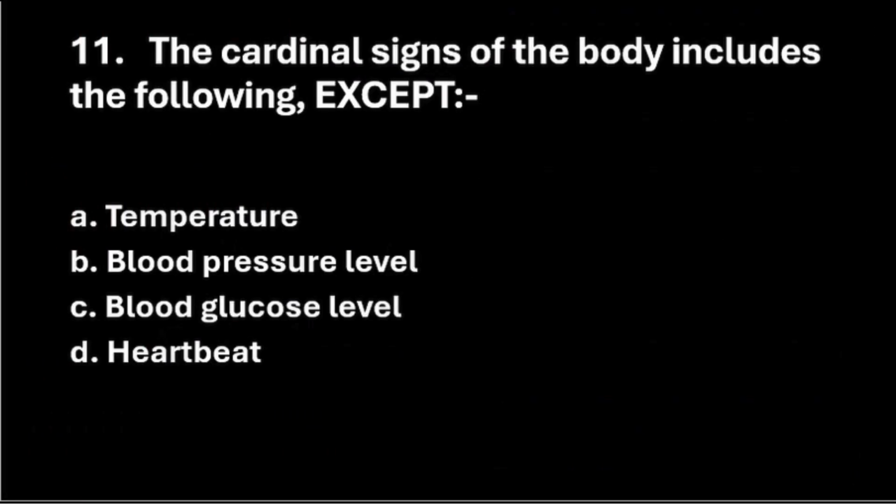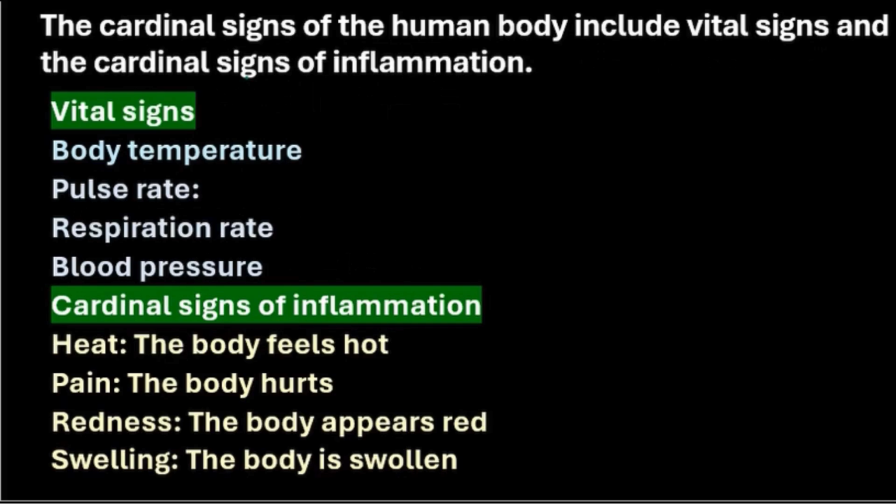Next question. The cardinal signs of the body include the following except: option A, temperature, option B, blood pressure level, option C, blood glucose level, option D, heartbeat. Let us see the right answer. The right answer here is option C, blood glucose level.